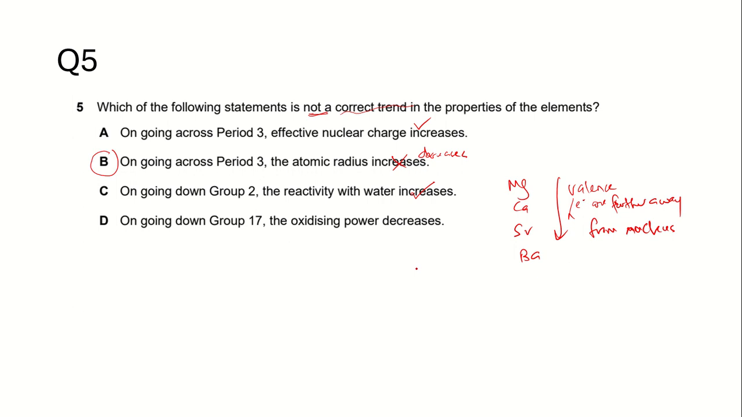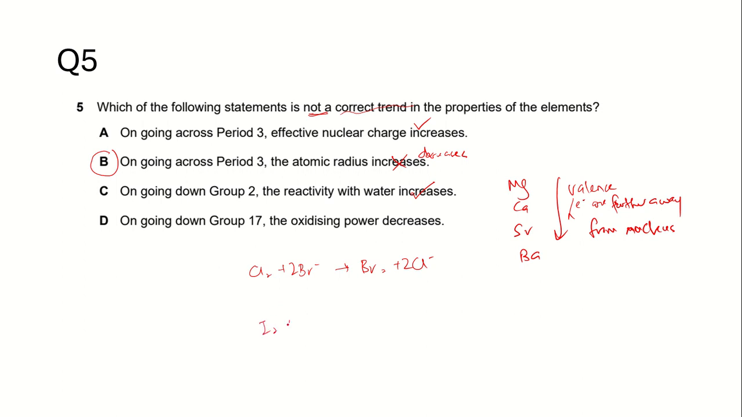Now, going down group 17, oxidizing power decreases. Let's look at chlorine. Chlorine is able to oxidize all the halide ions below it in group 17. When bromide is oxidized, it will form bromine, and chlorine will form chloride. This is called the oxidizing power of chlorine.